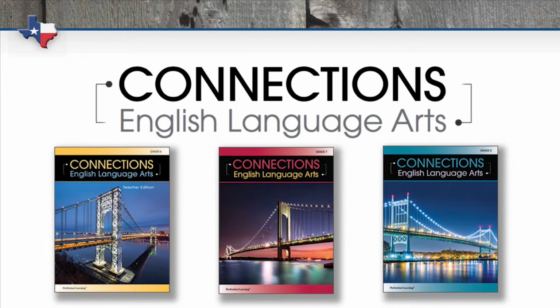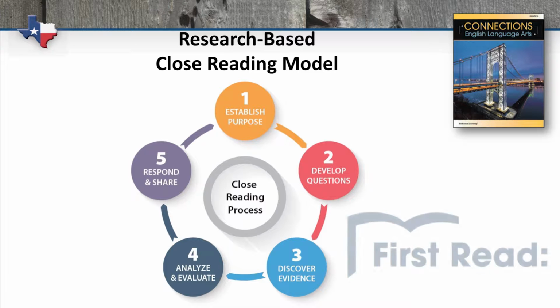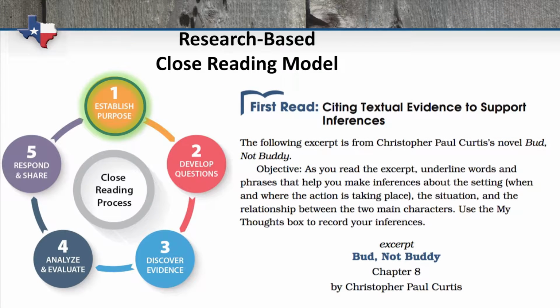If you have a sample of the book in front of you or can log in to view the digital samples, find the beginning of any chapter, as they're all structured the same, and turn one page until you see the graphic that says First Read. First, we establish purpose by giving the students a concrete objective, something to look for and annotate as they read.